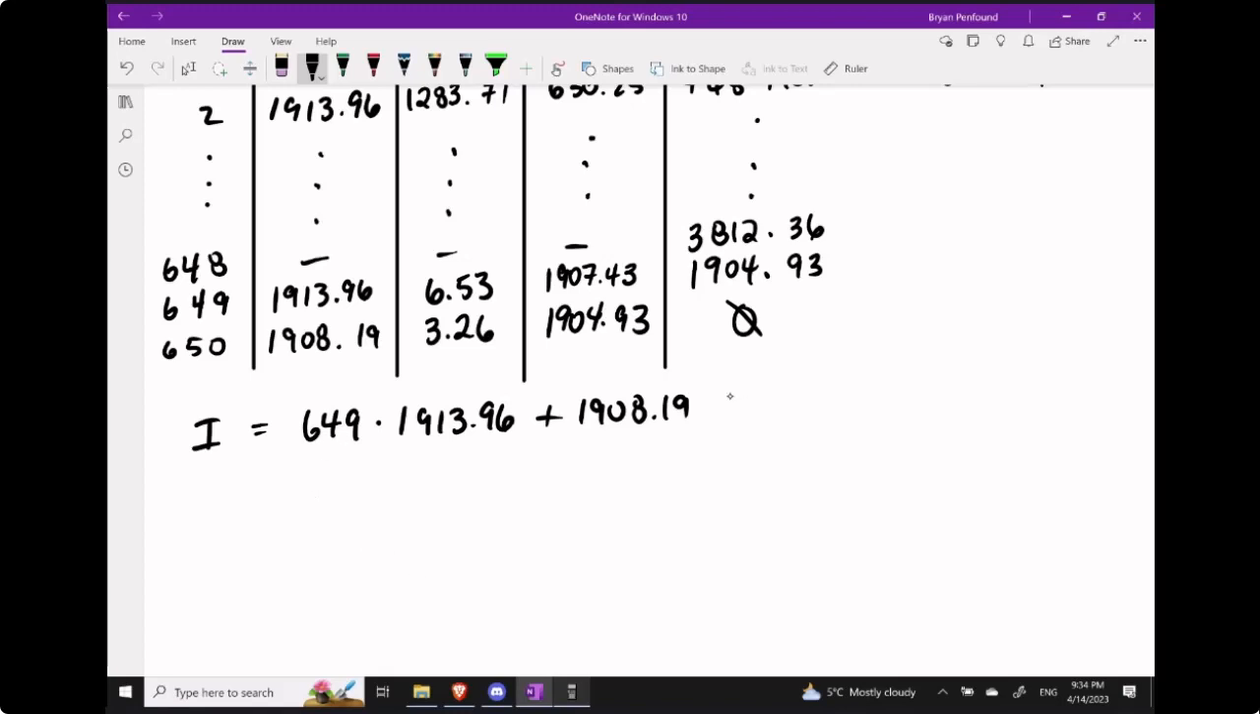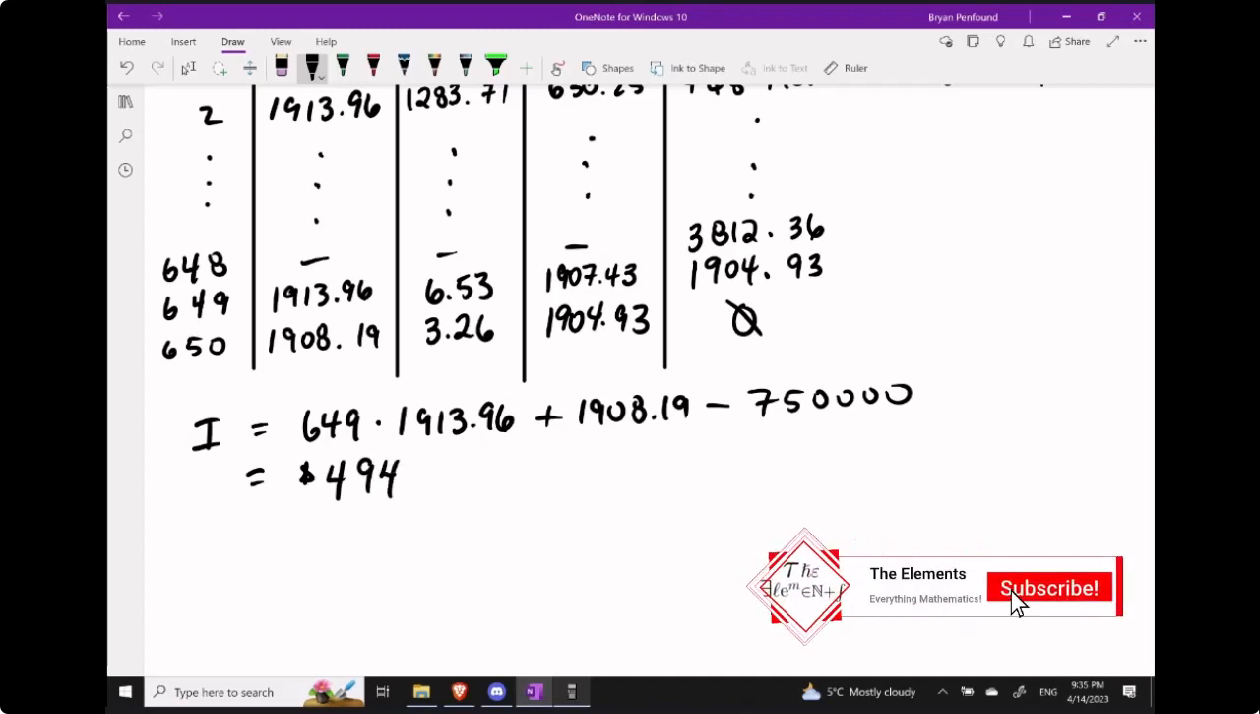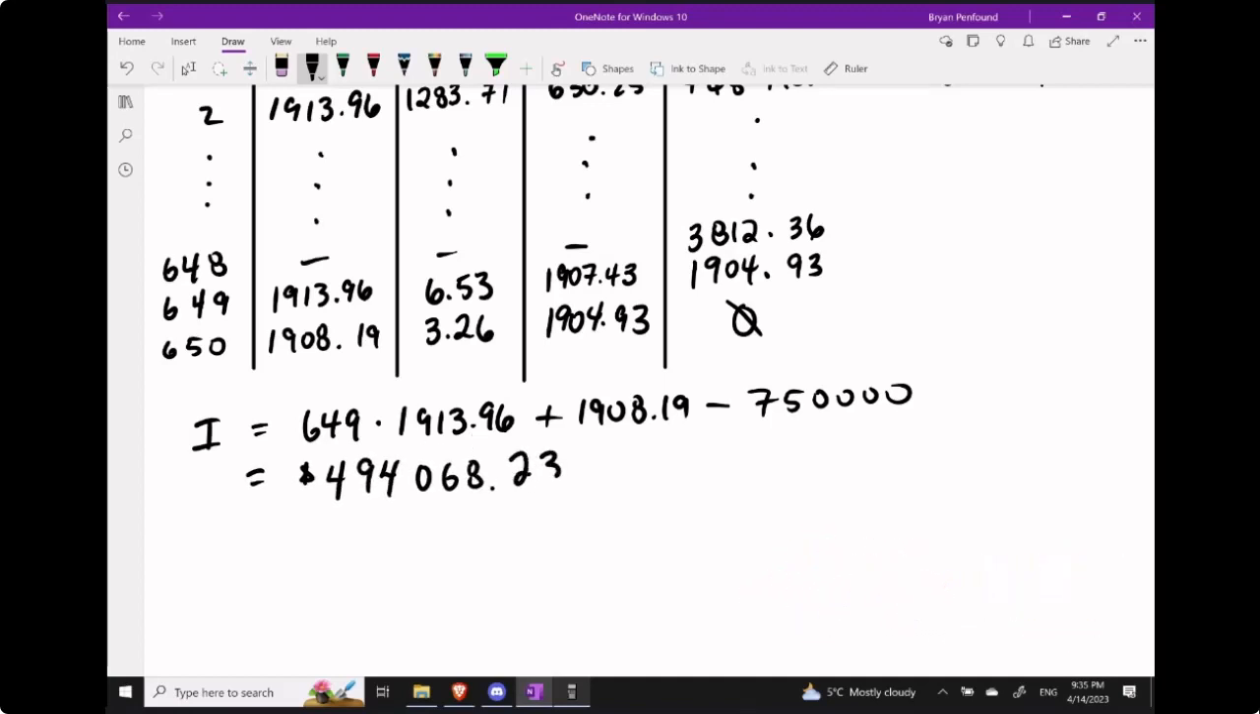If we add up all of these payments and then subtract the principal amount of $750,000, this should tell us how much interest that we've actually paid over the term of this particular loan. Simplifying this expression, we get that the interest that was charged should be around $494,068.23.